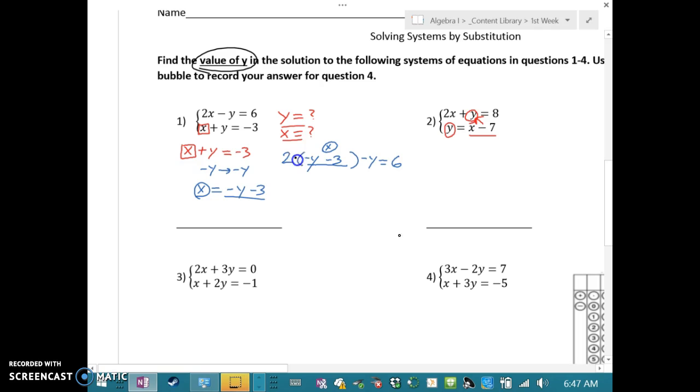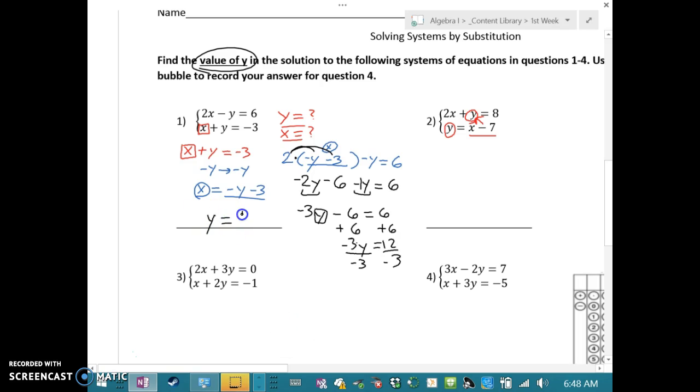Okay, so now because of the parentheses, I'm going to have a distribution to work with. So that would be a -2y. Distribute, that would be a -6. And this is still a -y. Alright, I've got two like terms. So that would be -2 minus 1, which is a -3. I'm going to solve for y, means I'm going to eliminate this 6. The opposite of subtraction is addition. And because I'm multiplying, I can divide. And I know that my y value is going to be -4.